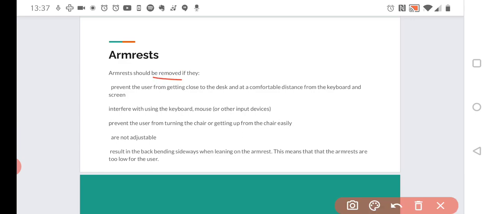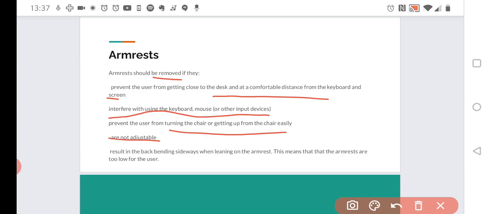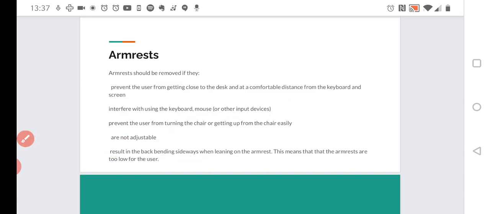When they prevent the user from getting close to the desk and at a comfortable distance from the keyboard and the screen. When they interfere with using the keyboard, mouse or other input devices. When they prevent the user from turning the chair or getting up from the chair easily. When they are not adjustable. When they result in the back bending sideways when leaning on the armrest. This means that the armrests are too low for the user. So in this case, armrests are doing more harm than good.